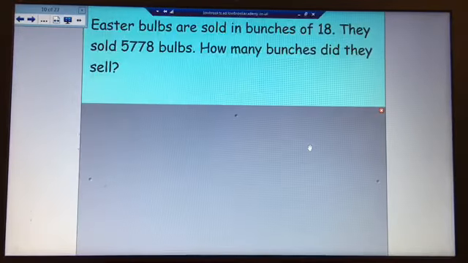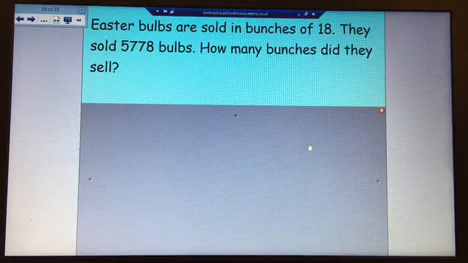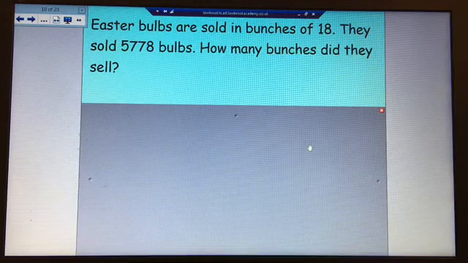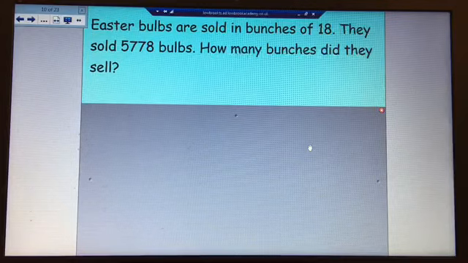8 eggs. Next question is, Easter bulbs are sold in bunches of 18. They sold 5,778 bulbs. How many bunches did they sell? So press pause if you want to do it on your own. If not, I'll go through it.